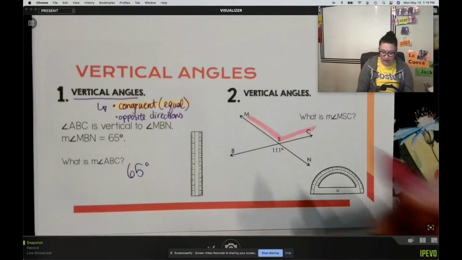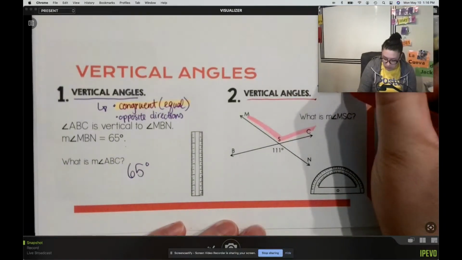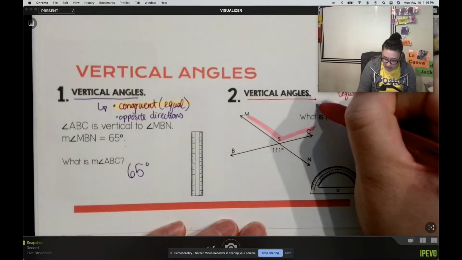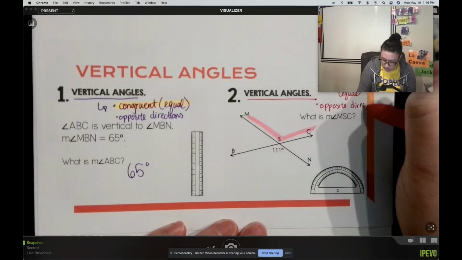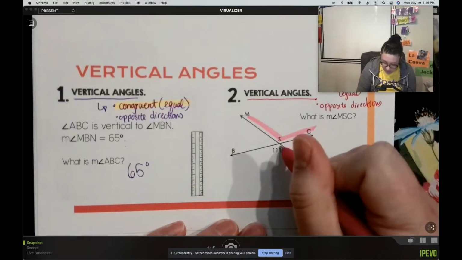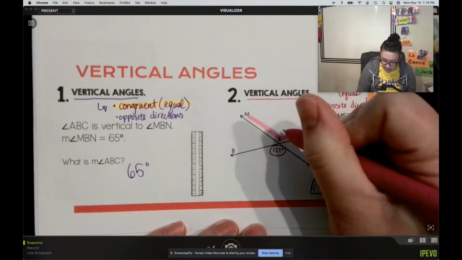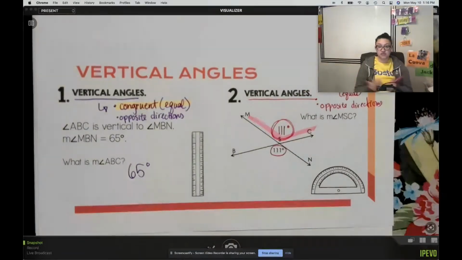All right. Because they are vertical angles, again, they are congruent, meaning that they are equal. They're the exact same. And they face opposite directions. So if BSN is 111 degrees, that means that CSM is also 111 degrees, because vertical angles are equal in measure. They're the exact same.